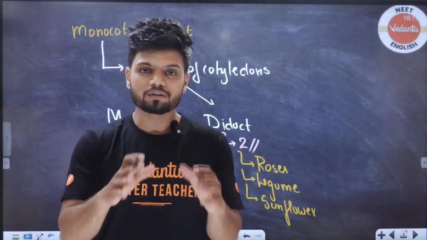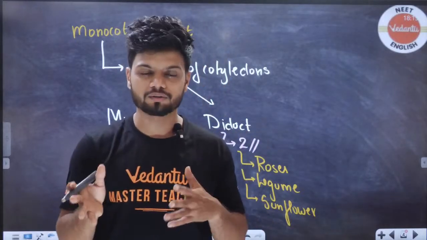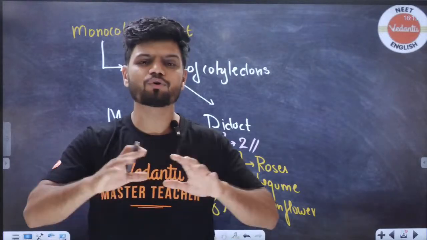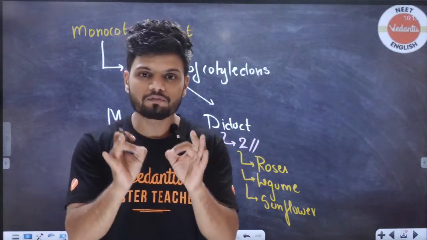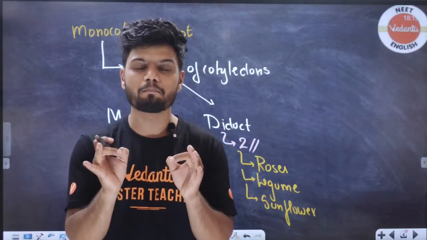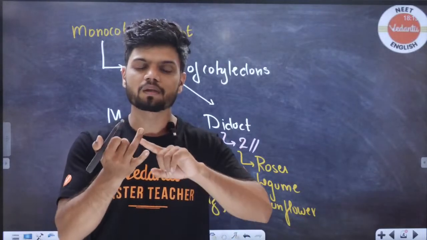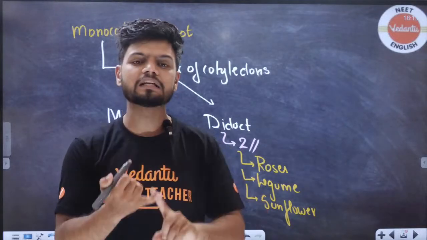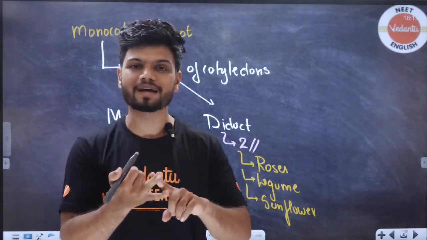Yes or no? Now there is a lot of difference between monocot and dicot: stem, root, leaf, even the pollen development. There are so many differences. But what we'll be learning in today's class is the basic difference between the stem, the root and the leaf. Can we start, students?